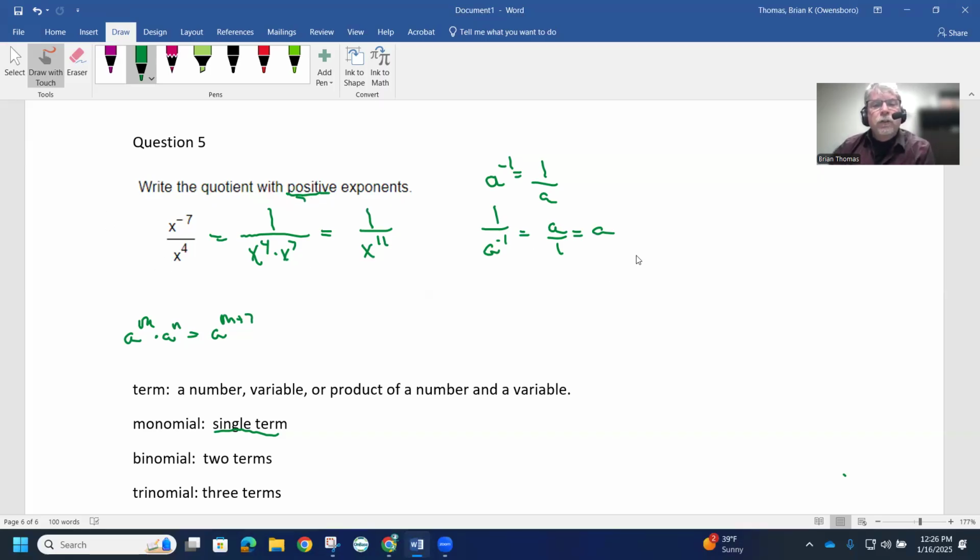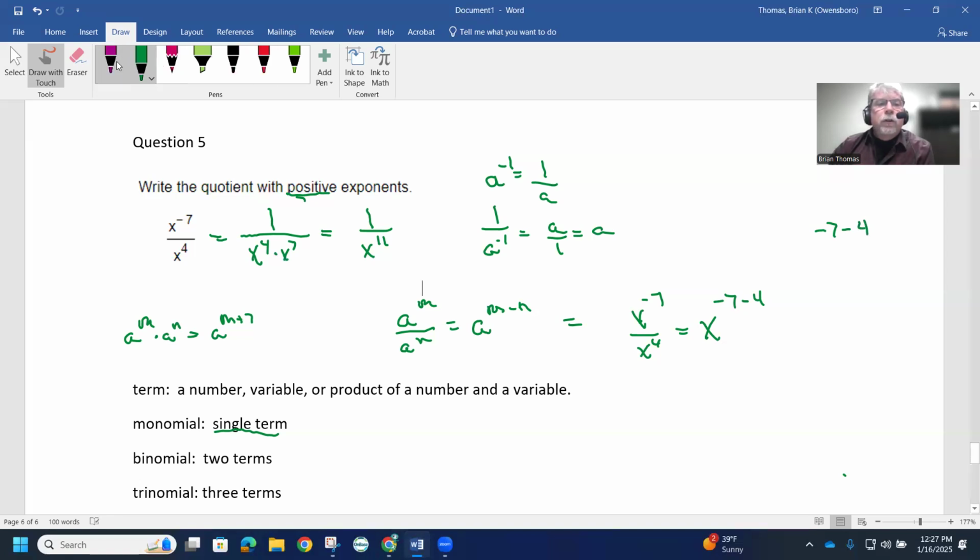Now, what I could have done also is use the quotient rule, a to the m over a to the n. You could have used the quotient rule, said a to the m minus n. If you use the quotient rule, notice how this would be x to the negative seventh over x to the fourth. In the quotient rule, you would keep the base as x, but you'd be going negative 7 minus 4. So negative 7 minus 4, remember that's a negative 7 minus 4.